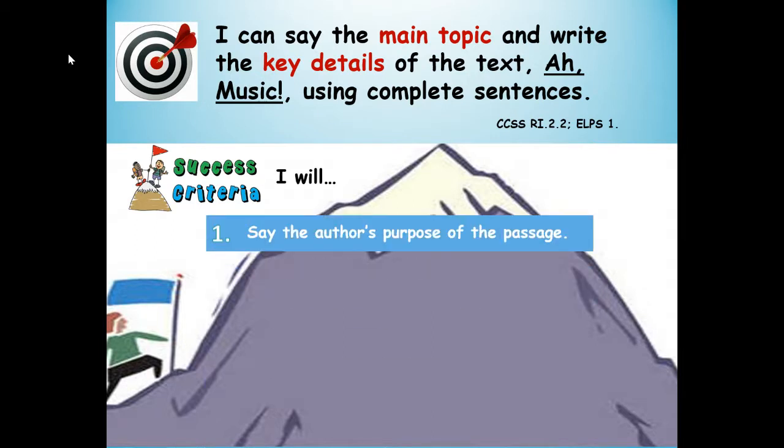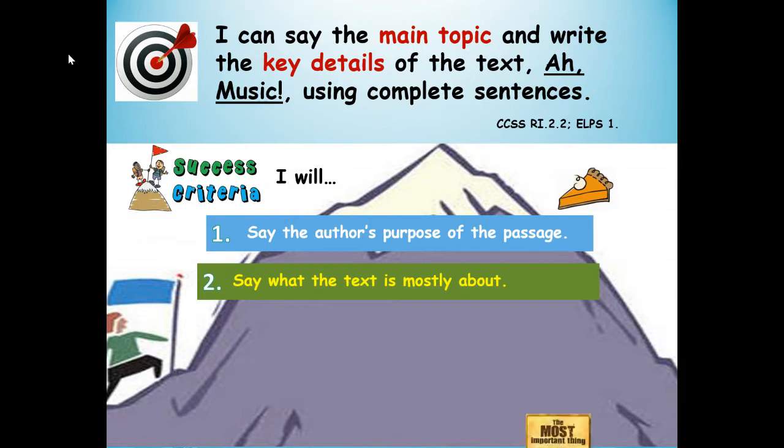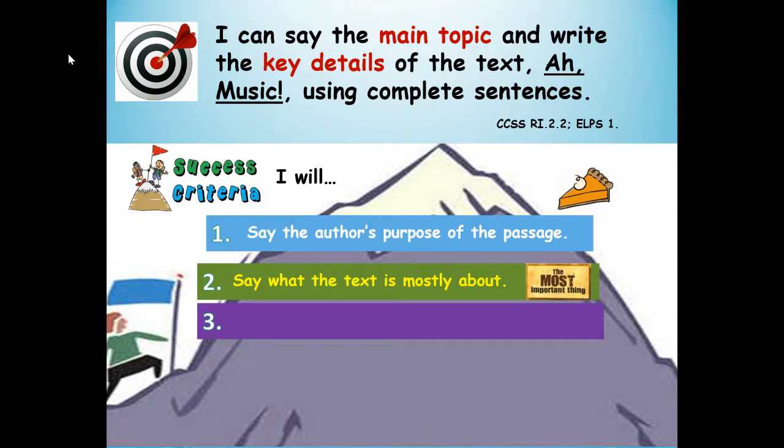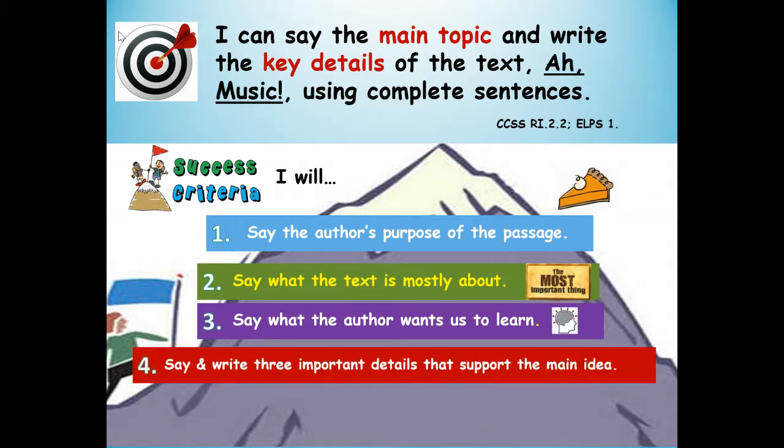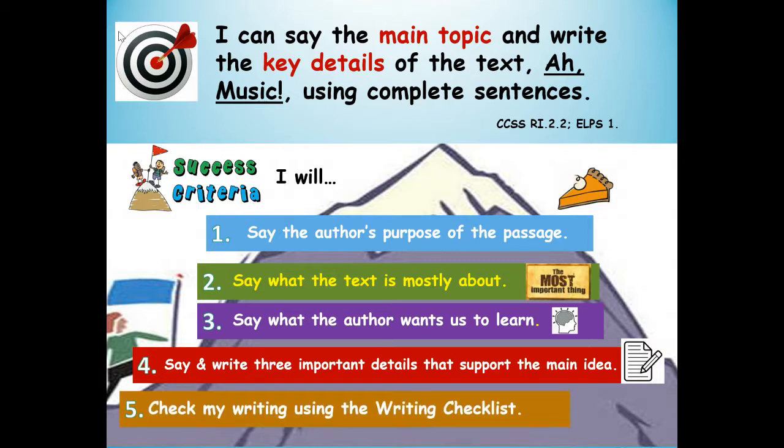I will, number 1, say the author's purpose of the passage. Why did the author write the text? Number 2, say what the text is mostly about, the main idea, the most important thing. Number 3, say what the author wants us to learn. Number 4, I will say and write 3 important details that support the main idea. And then finally, 5, I will check my writing using the writing checklist.